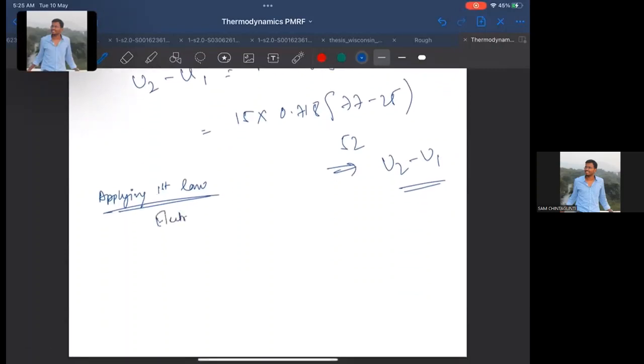Electrical energy is a form of work. So here work is happening in two processes. One is by the piston and the other is from the electric.